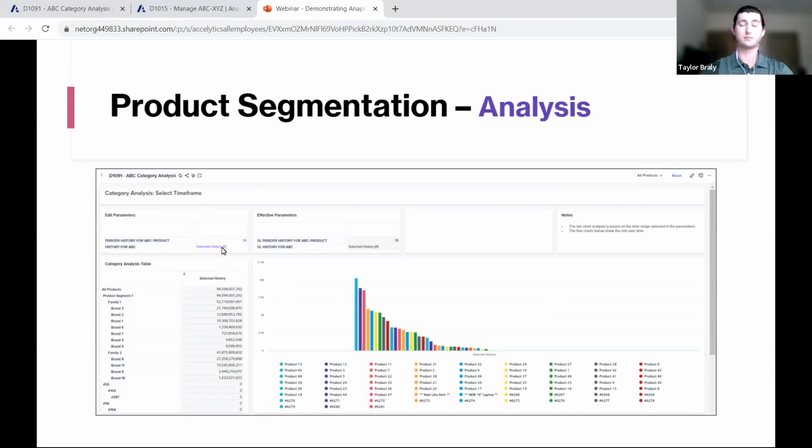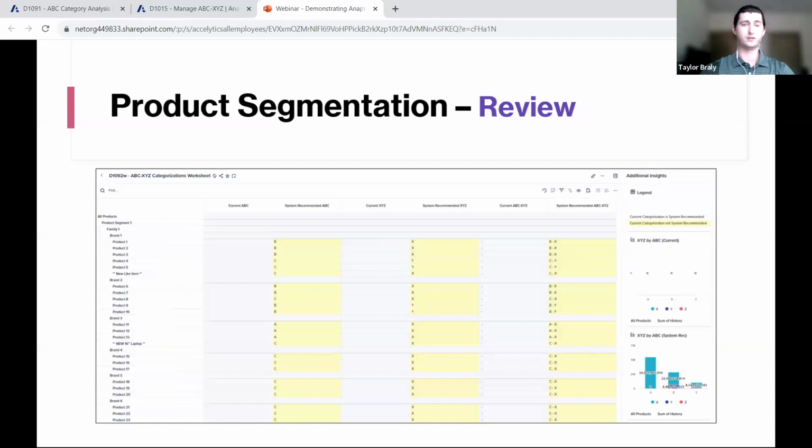There are further analysis pages that will specifically handle the ABC category analysis. We have the same parameters as on the prior page, where you're able to select the periods of history and the history type that you want to utilize. We have key points here that will summarize the selected history based on the product to brand rollup, as well as the product segment, the family, and all products. And then we have another graph for the history in a decreasing fashion.